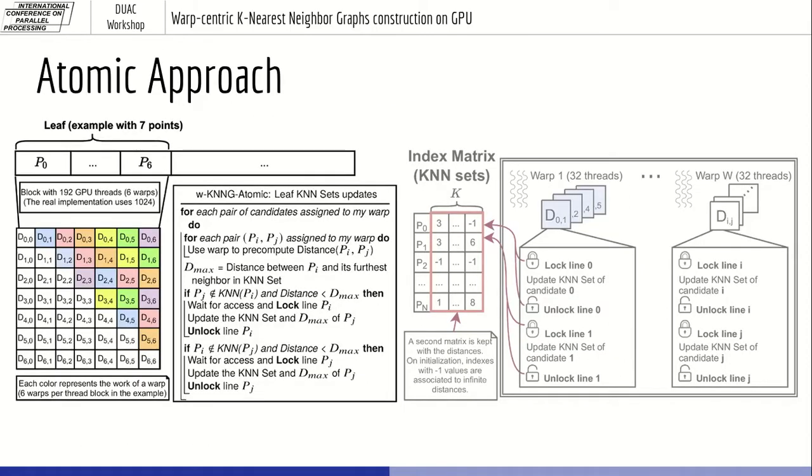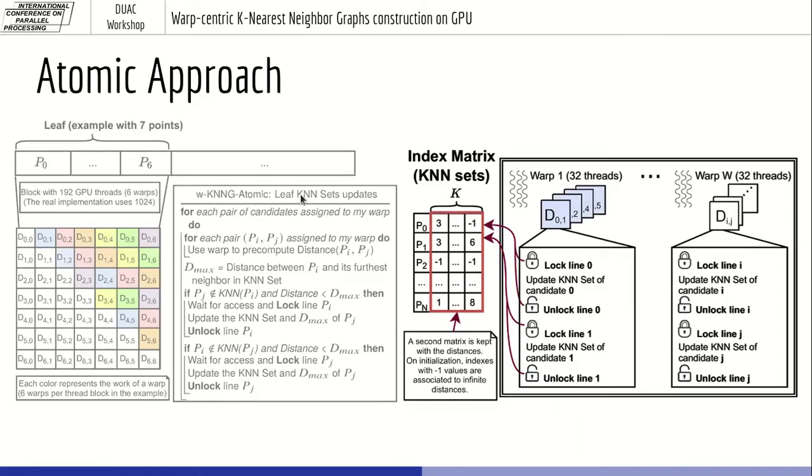The first technique is the atomic approach. The main idea of this and the following approach consists in assigning each leaf to a GPU thread block. The strategy of the atomic approach is to assign each distance in the virtual matrix to a GPU warp. This distance will be stored in shared memory. Then, the threads of each warp cooperate to compute the distance in parallel. This is the idea of the warp-centric method. After the computation of a distance, the warp needs to update the KNN set. It's possible that different warps try to update the same KNN set.